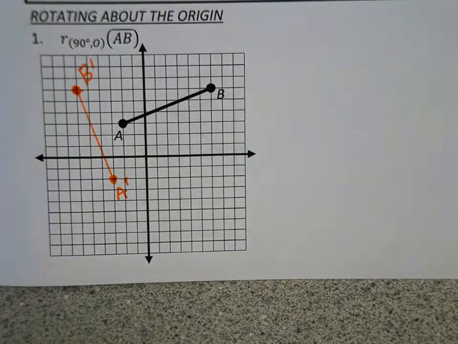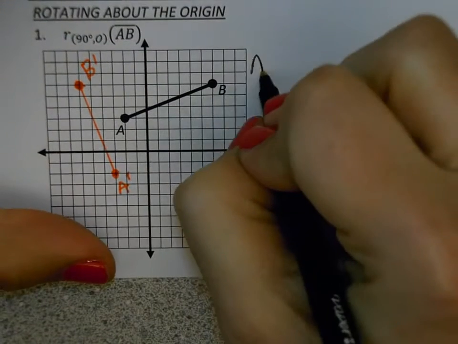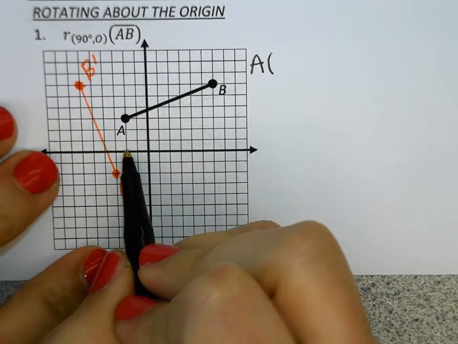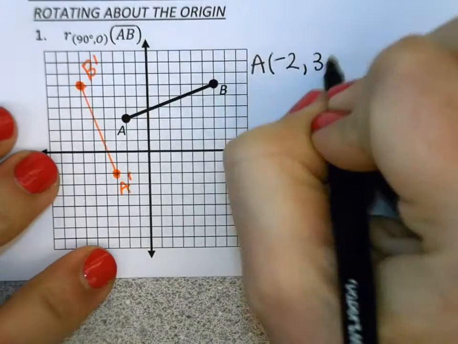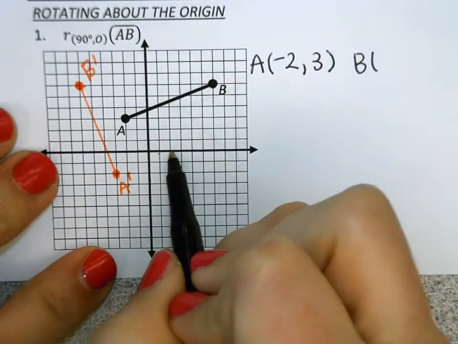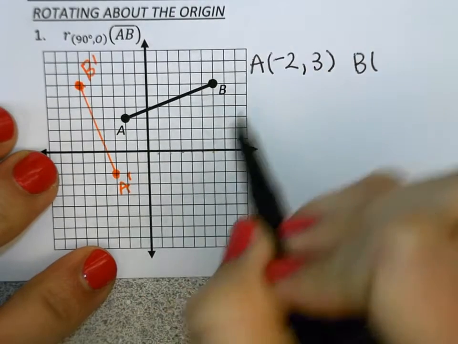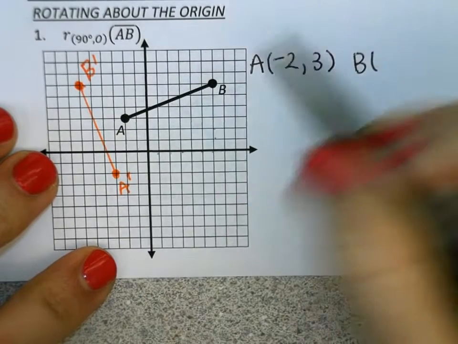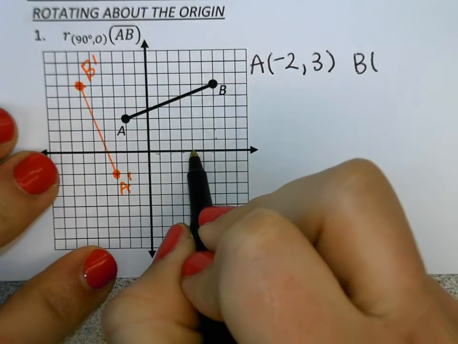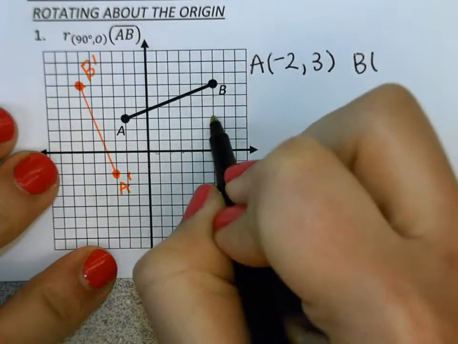So here's what we're going to do. I want to write out the coordinates and then the rotation coordinates, and we'll see if you guys can figure out the pattern. Okay? So let's do A and B first. What were the coordinates of A? -2, 3. And what were the coordinates of B? Positive 6, 6. Did you guys get 6, 6? 1, 2, 3, 4, 5, 6. 1, 2, 3, 4, 5, 6. 6, 6.